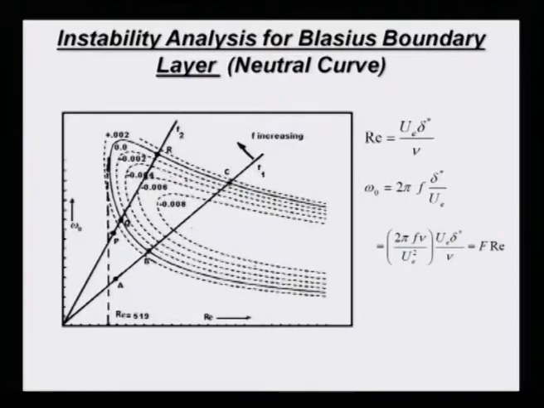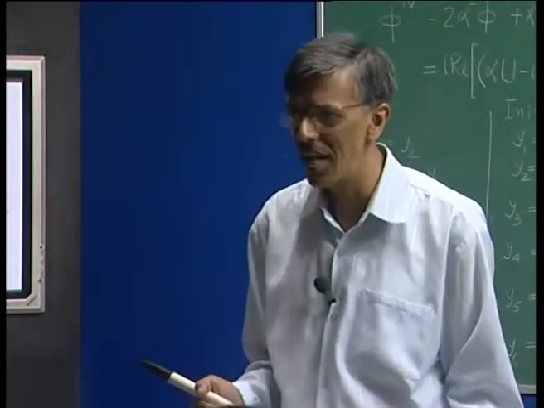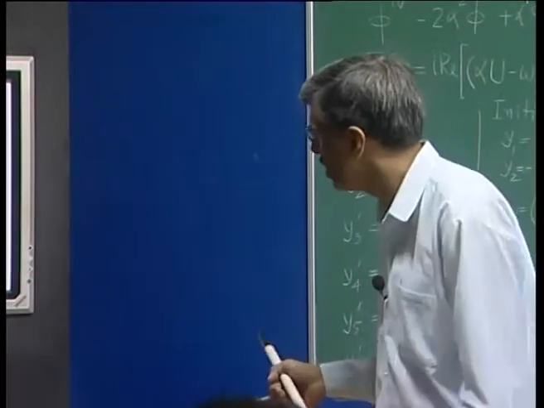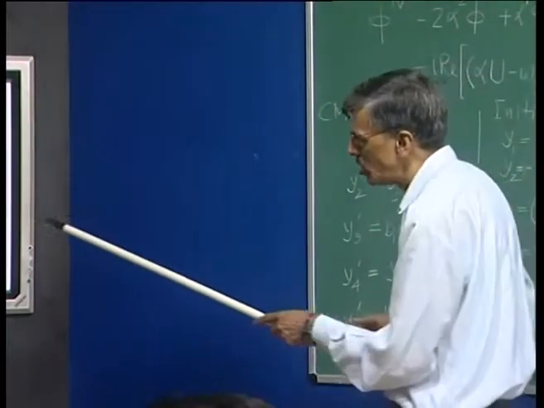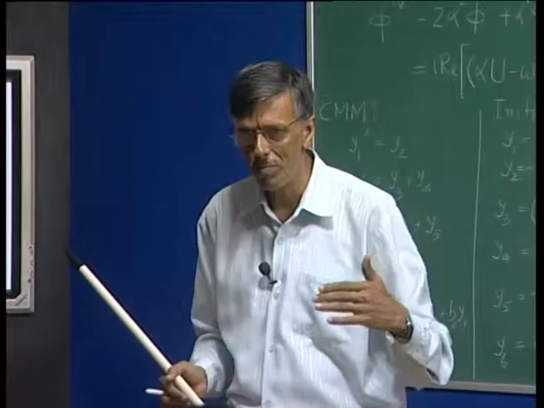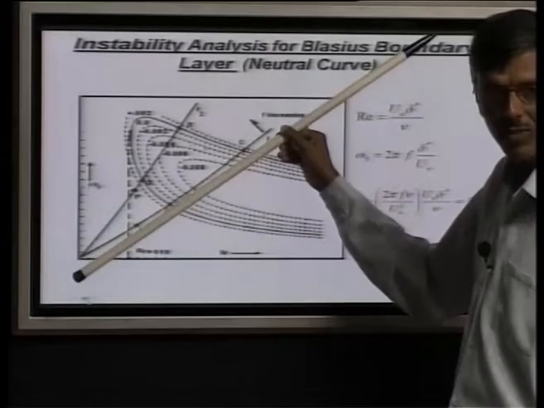So, if I tell you to study the property of a shear layer for a fixed frequency f, then what should you be looking at? You would be looking at a constant f value. And what is that constant f? F is omega naught by Re. So, if I want to keep f equal to constant, that has to be a straight line. So, that is what we have done.